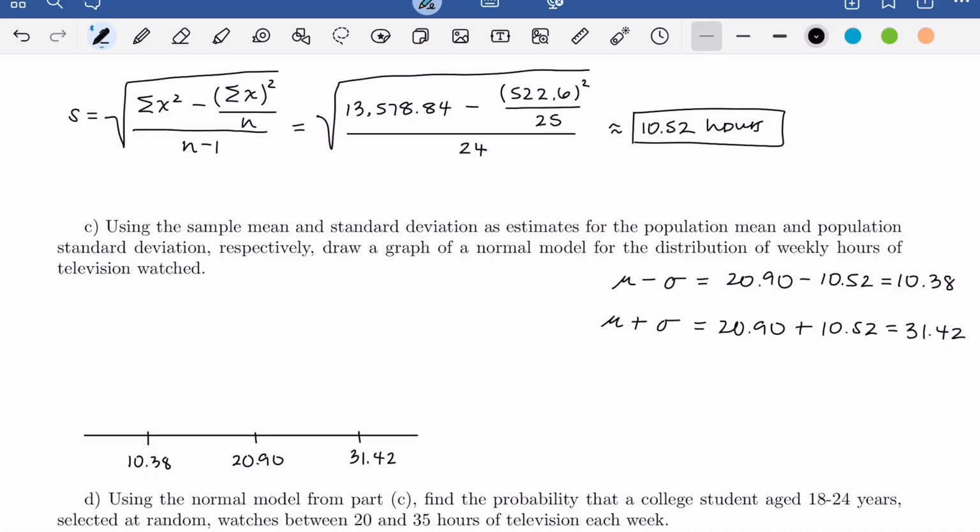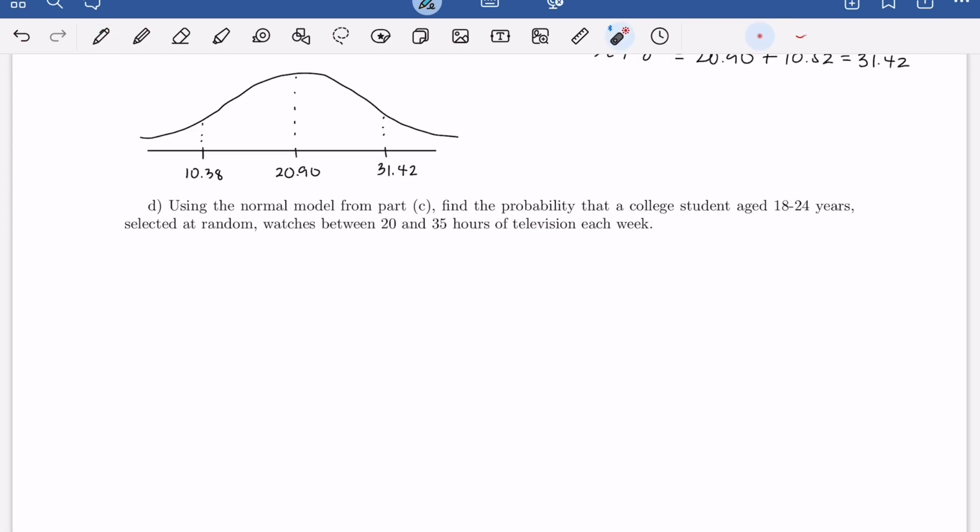All right, so we're going to draw our curve here, which is going to look something like this. So this is our mean, and these are our inflection points there. Okay, so for part D here, we want to use the normal model from part C to find the probability that a college student aged 18 to 24 years, selected at random, watches between 20 and 35 hours of TV each week. Okay, so in this case, we are going to transform our random variable x into our standard normal random variable z. So we have our lowercase x sub 1 is 20, and our lowercase x sub 2 is going to be 35.